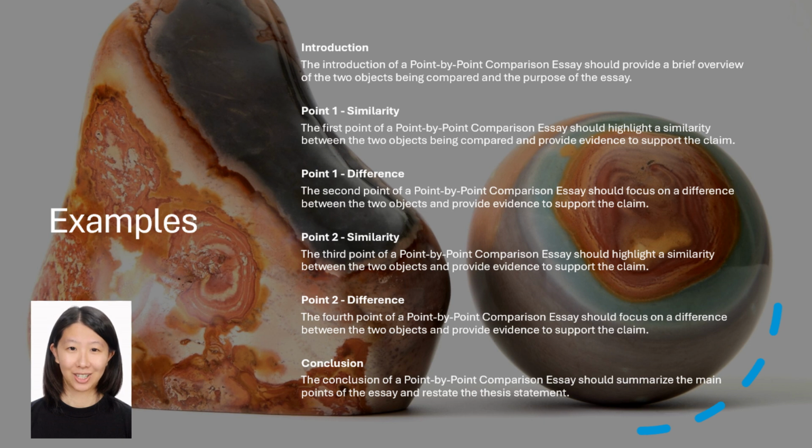6. Conclusion. Wrap up by summarizing the main points and restating the thesis statement. For example, both apples and oranges are nutritious fruits, but their unique flavors and uses make each special in its own way. By alternating between similarities and differences for each point, you create a clear, balanced analysis that helps readers see the connections and distinctions effectively.